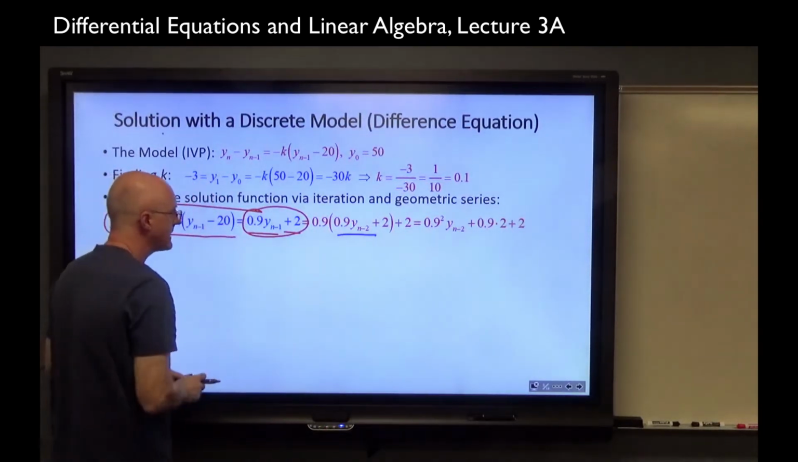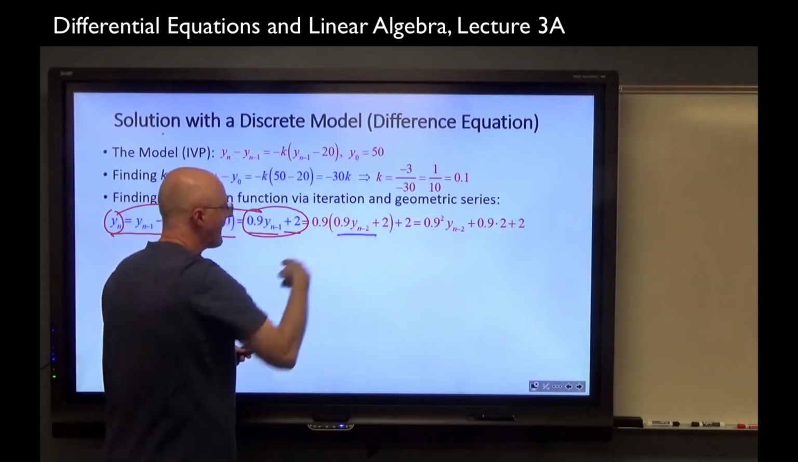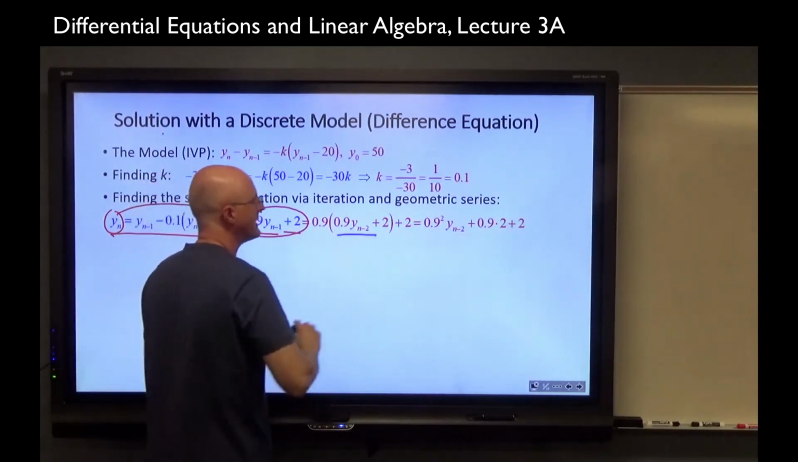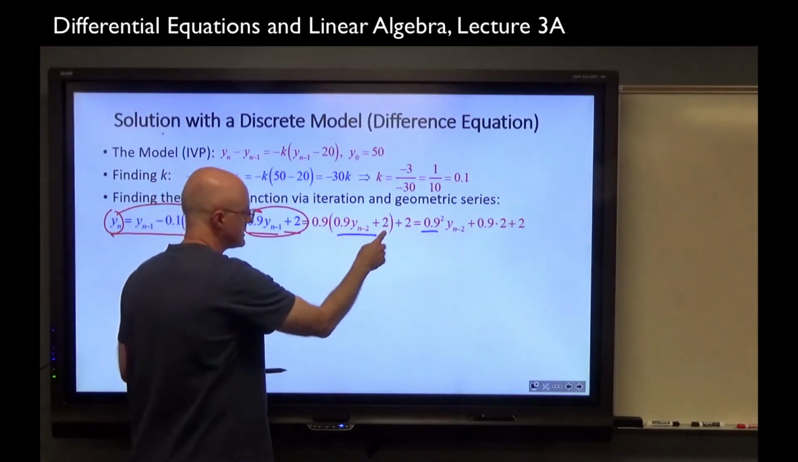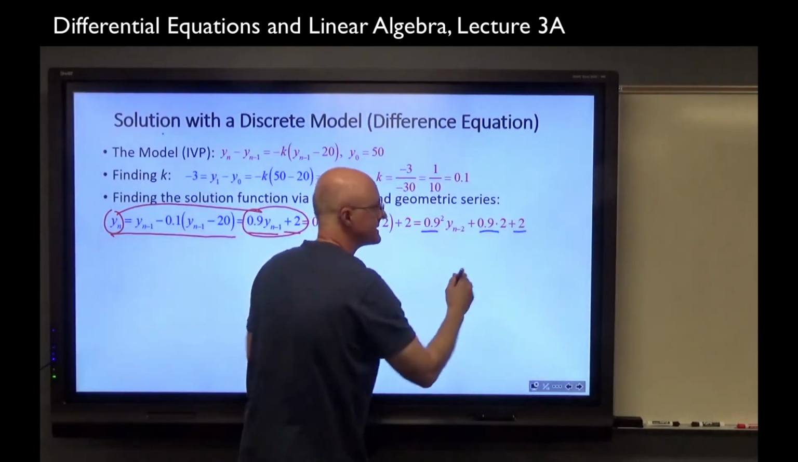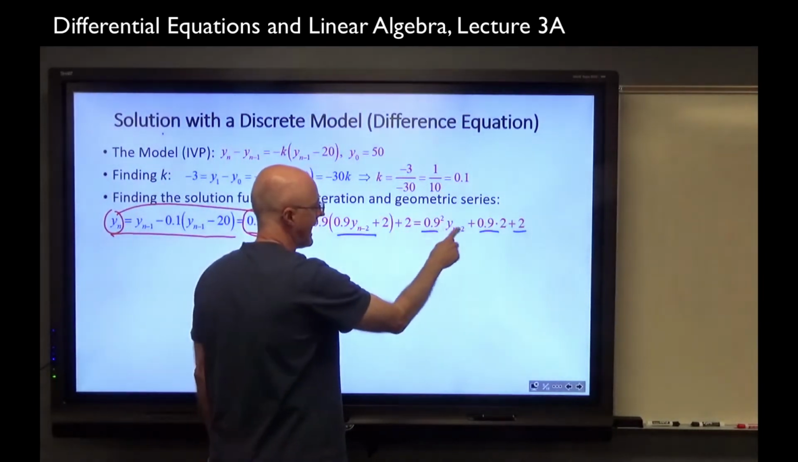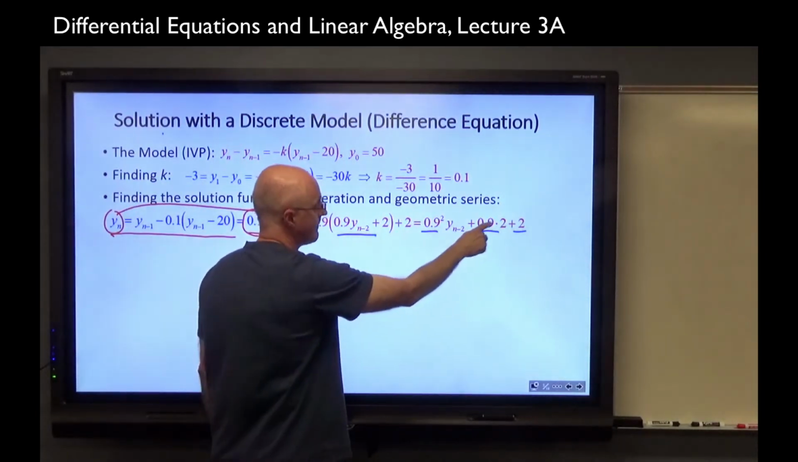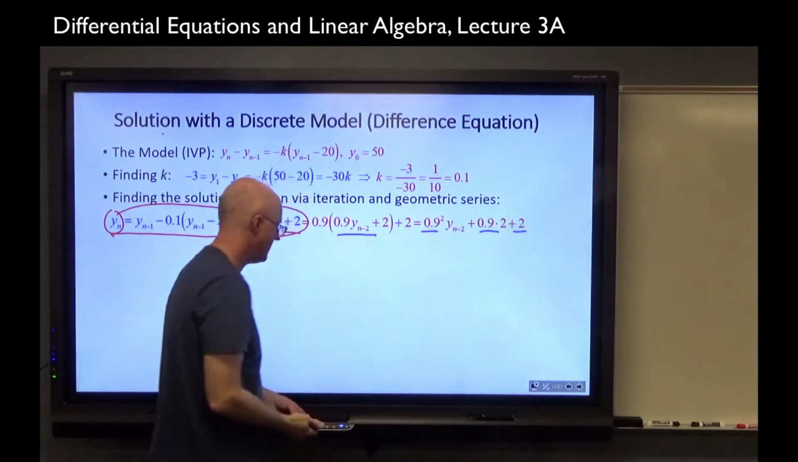I replaced the yn minus 1 with 0.9 yn minus 2 plus 2. Expand this out. 0.9 times 0.9 is 0.9 squared times yn minus 2. 0.9 times 2 is, of course, 1.8, but leave it as 0.9 times 2. This is going to be our geometric series part. Notice the power here matches what I subtract there, and the power of the 0.9 here is 1 less than this power here.